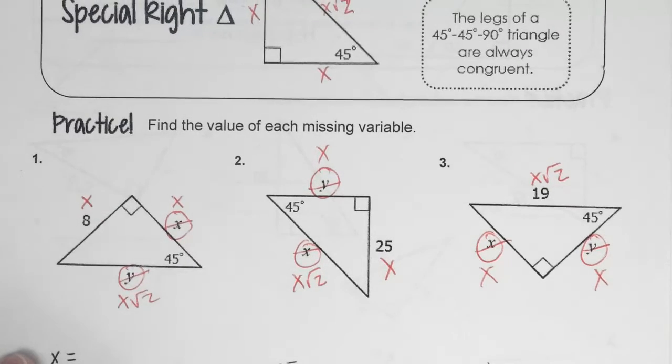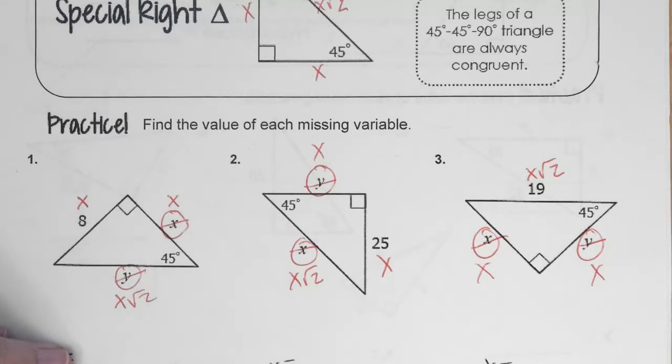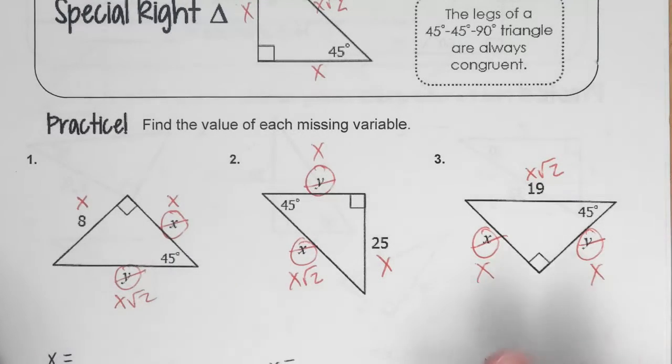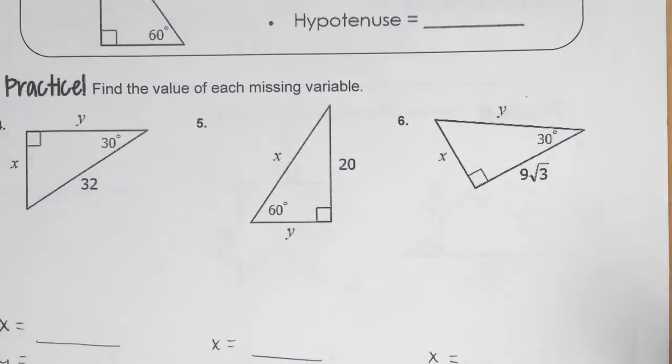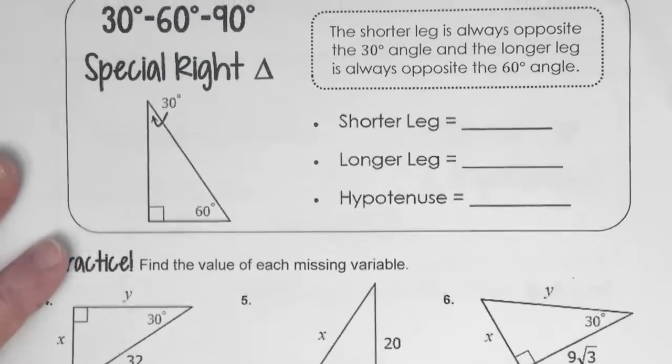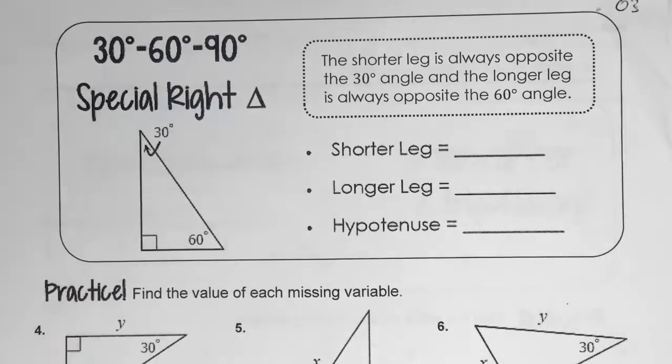And now we're going to turn to page 3. Everyone turn to the next page. So we're only doing step 1 and 2 at the moment. All right, so now we're turning to page 3. Okay, now let's talk about the 30, 60, 90.